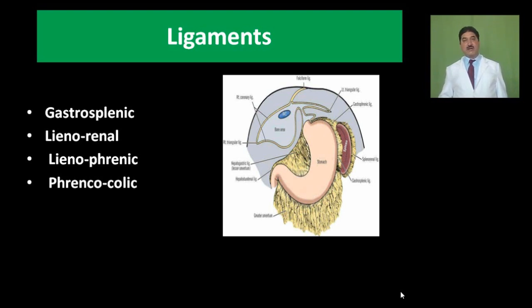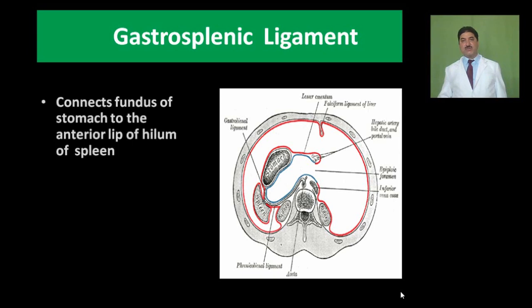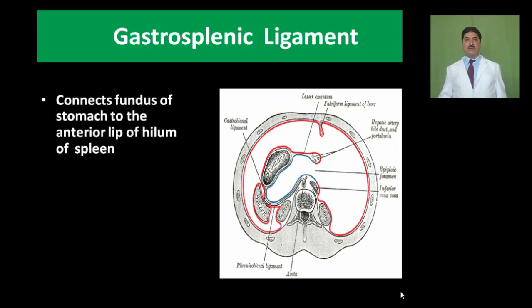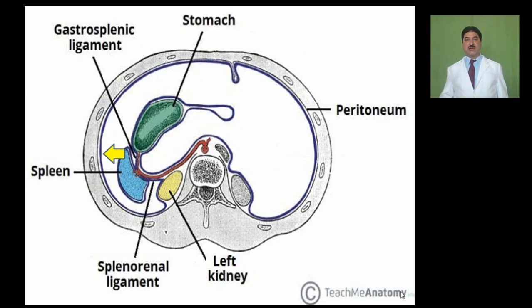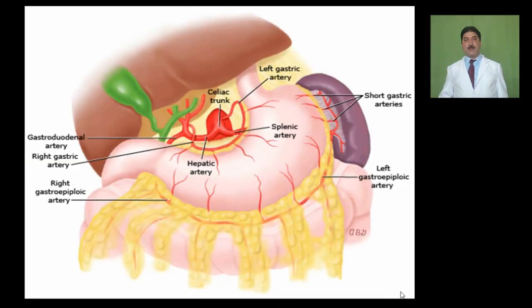Spleen is connected with the surrounding structures by gastrosplenic ligament, lienorenal, lienophrenic, and phrenicocolic ligament. As shown in this transverse section of the abdominal cavity, gastrosplenic ligament connects the stomach to the anterior lip of the hilum of the spleen. It contains short gastric arteries, veins, lymphatics, and nerves, as shown in this diagram. So, gastrosplenic ligament lies between the stomach and anterior lip of hilum of the spleen.